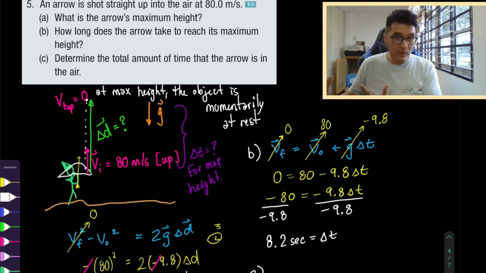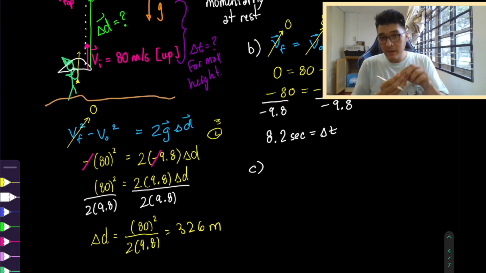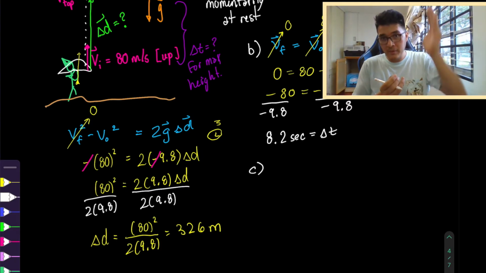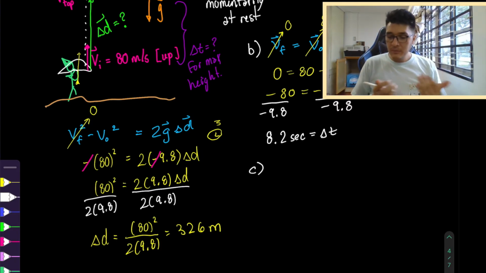Well, it's not so clear when we stop letting the arrow be in the air. So if we assume that the arrow is caught from the same height from which it was launched, then we can just use symmetry. The time that it goes up is the same time that it goes down because of the parabolic motion. So just multiply the time that you found by 2, which is 16.4 seconds.